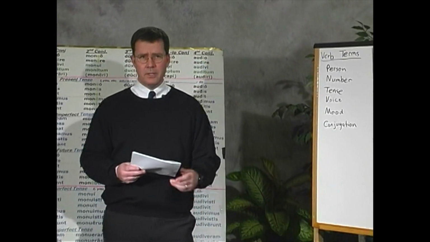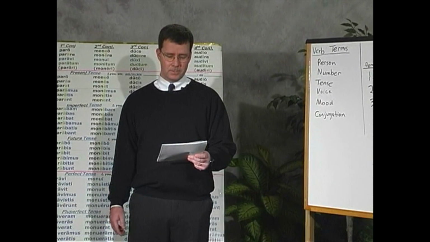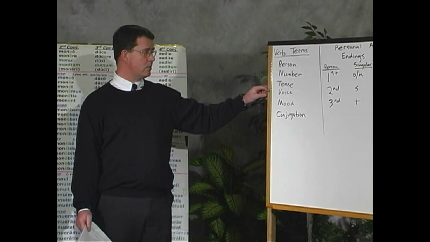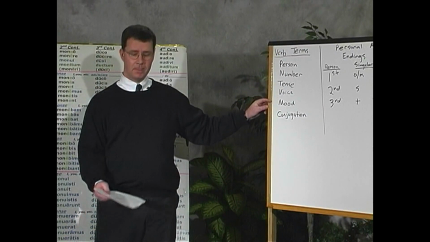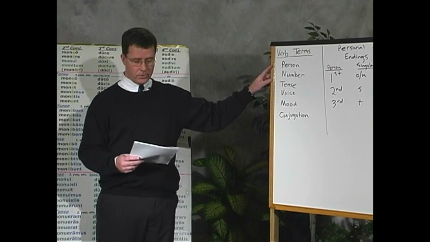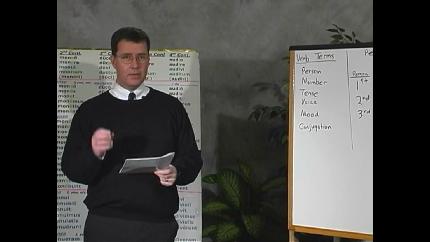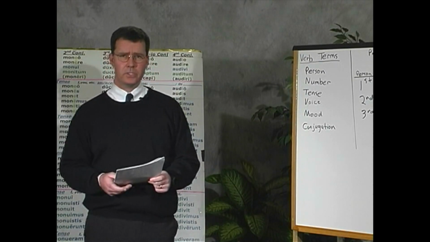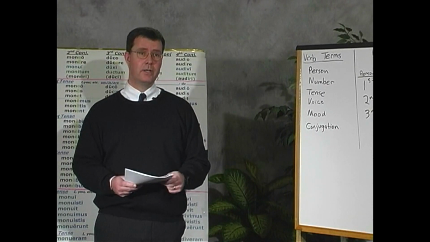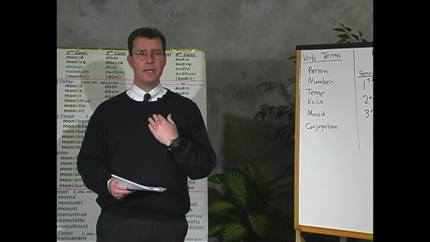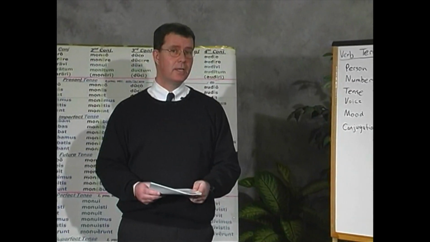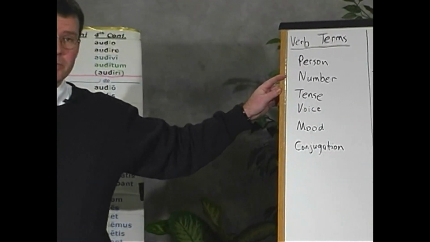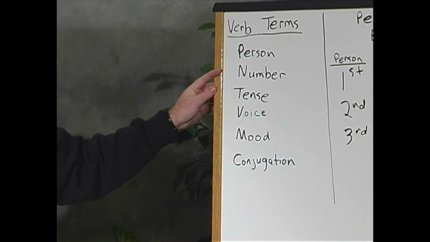Latin verbs without the aid of pronouns have the following elements: person, number, tense, voice, and mood. Person refers to the identity of the subject of the verb, and there are three persons in Latin: first person, second person, and third person. First person refers to I in the singular and we in the plural. Number indicates whether the subject of the verb is singular or plural.